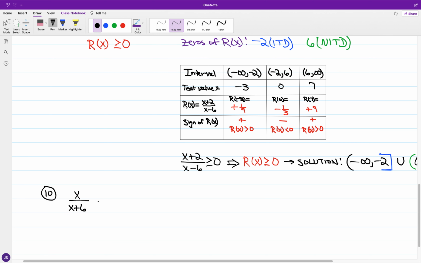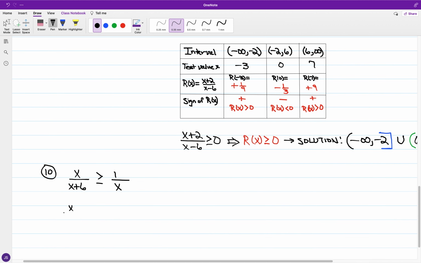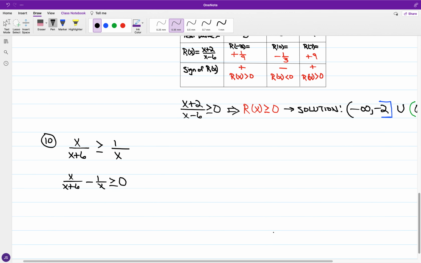Whereupon we have x over x plus 6 is greater than or equal to 1 over x. And if I convert to a comparison to 0 inequality, what I'm going to do here is consolidate this and leave a factored form in the mix. I'm just skipping some steps here.